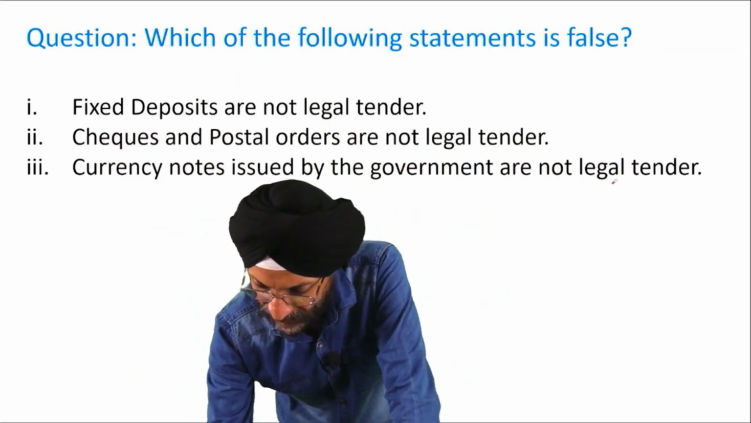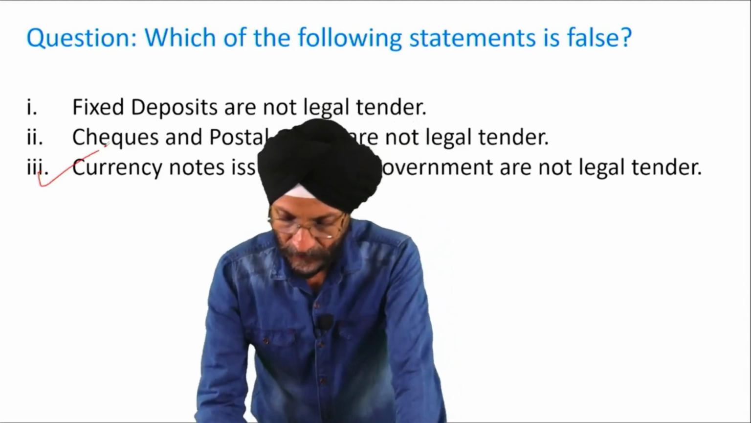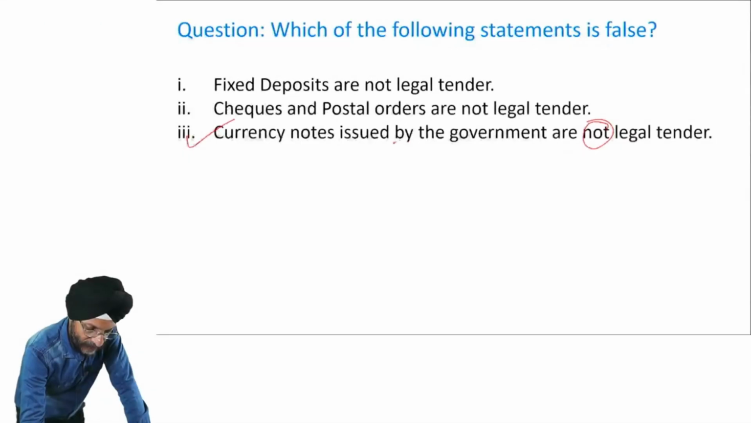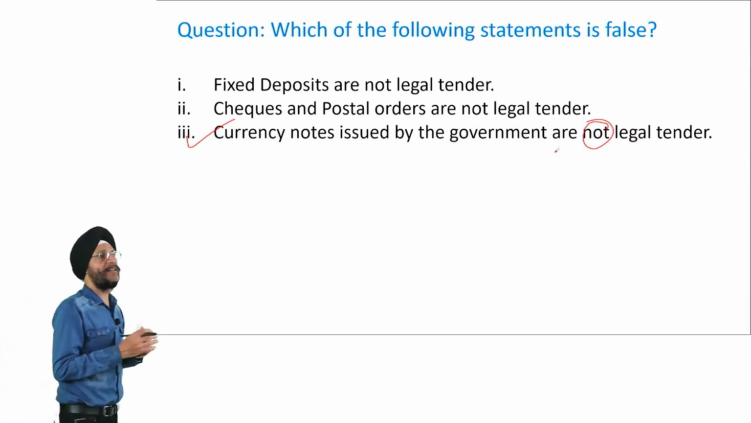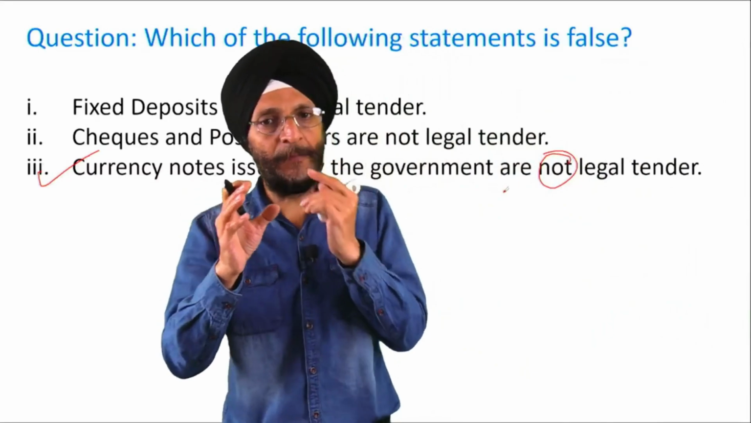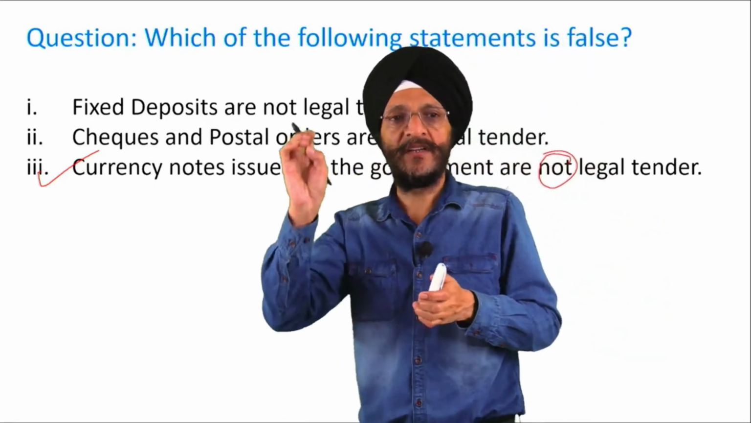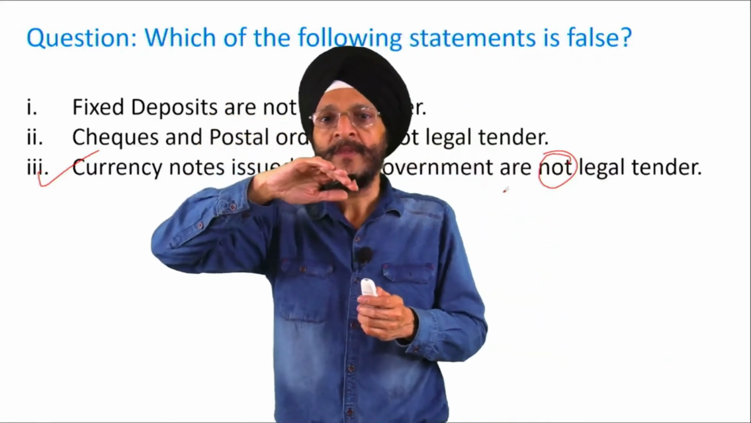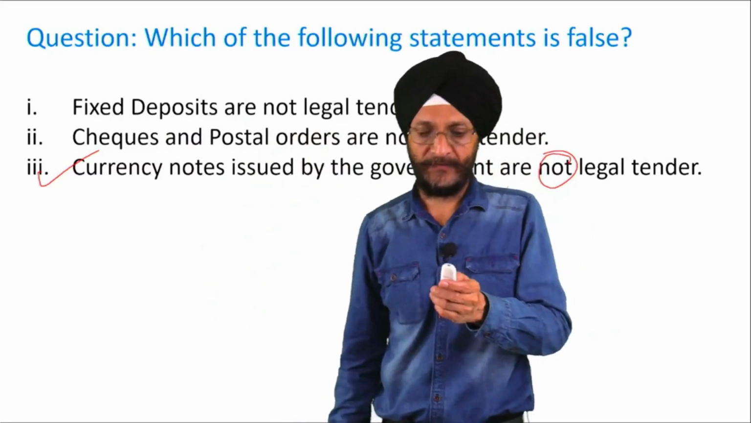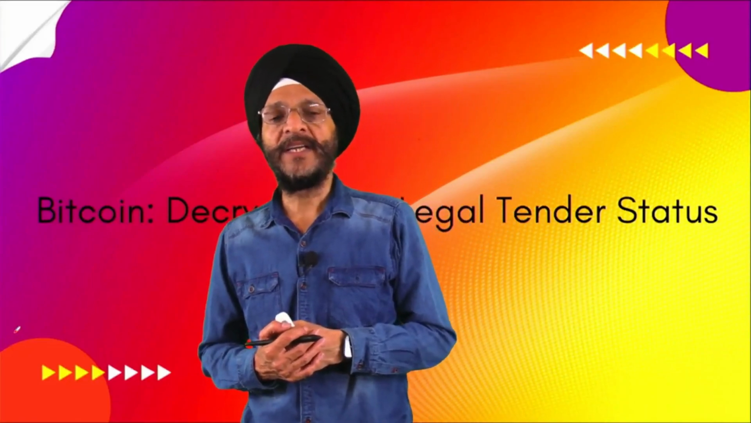Currency notes issued by the government are not legal tender. This is false. This is the answer. This statement is wrong because currency notes issued by the government are legal tender. You can purchase goods and avail services with the help of currency notes. The currency notes have been declared to be legally valid for the purpose of transactions, for the purpose of making payment in respect of goods and services, and for making payment in respect of debts. Now the topic before us is Bitcoin decrypting its legal tender status.